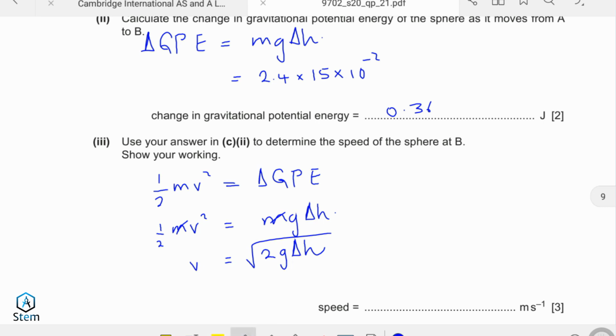If we substitute the right numbers, 2 times 9.81 times 15 times 10 to the power minus 2. Punch that into your calculator. You should get speed as 1.7 meters per second. Okay, I'm so into writing the units today. All right, that looks very clear.